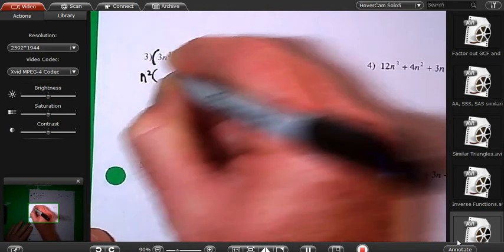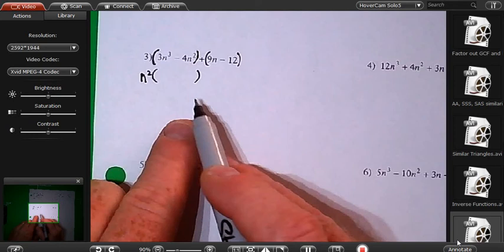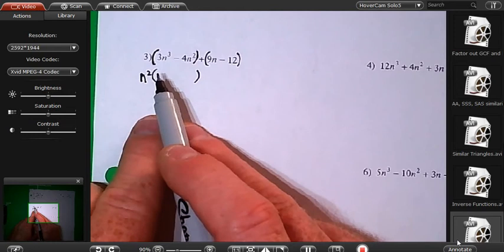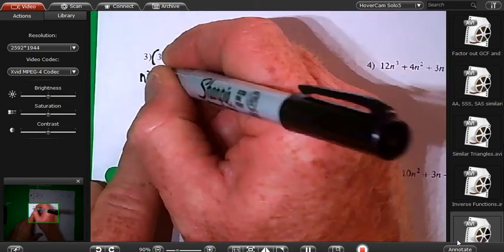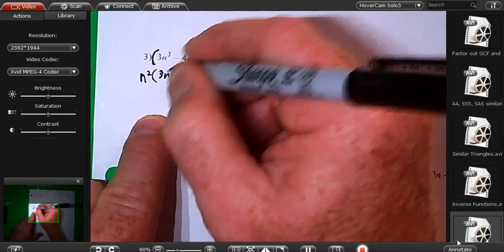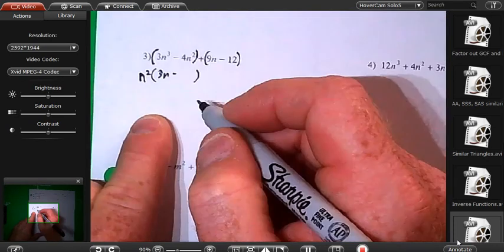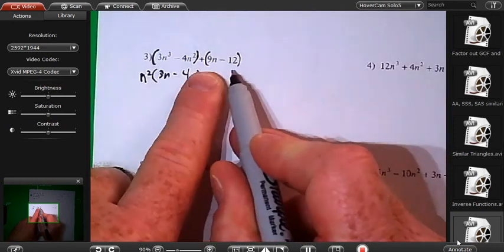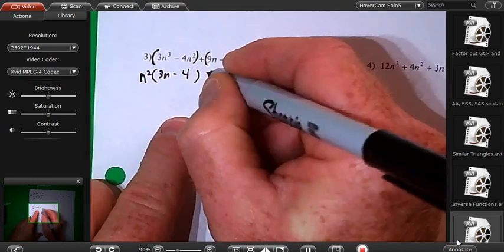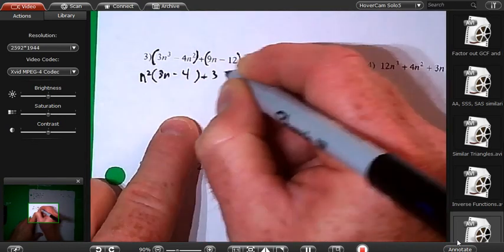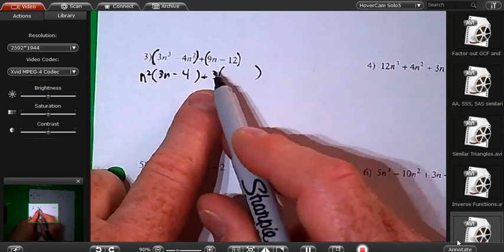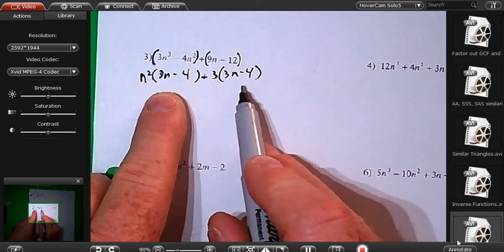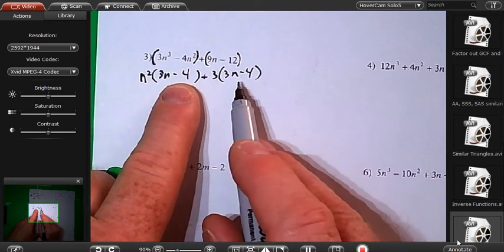And then we have to finish it out as to what's left when we factor out the n squared. So 3n cubed divided by n squared leaves 3n, minus 4n squared divided by n squared, which is 4. Okay. All right. In the next group, we find the GCF of 9 and 12. 3. And then when we factor out the 3, what's left is? Good. So notice that we've got the same binomial factor. That's what we want. We want a common binomial factor.